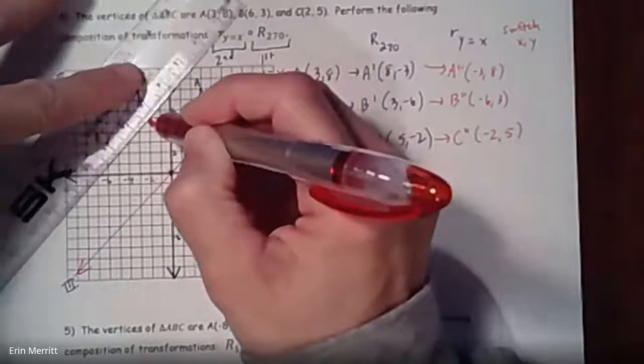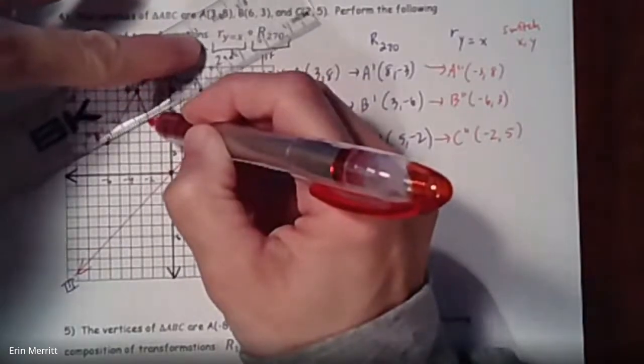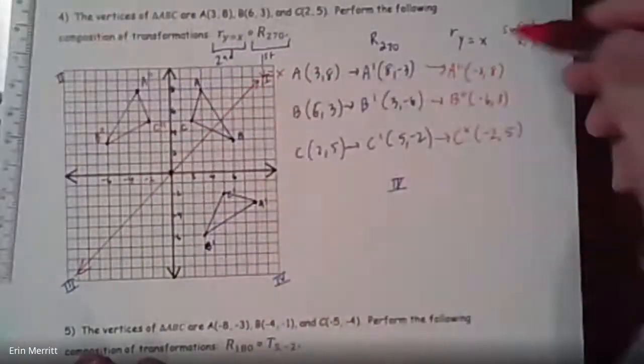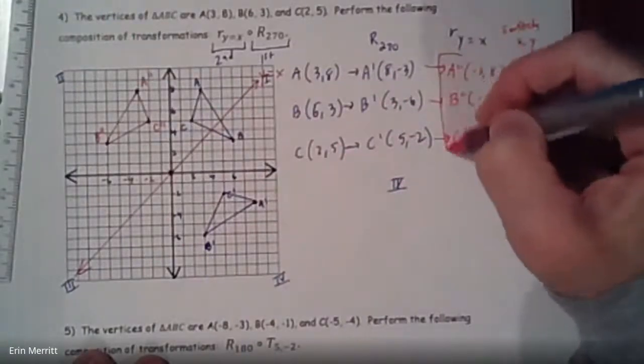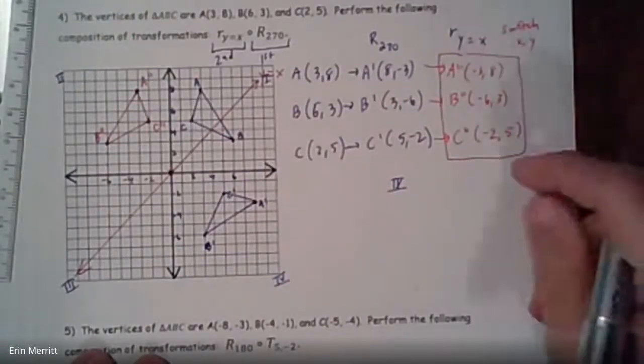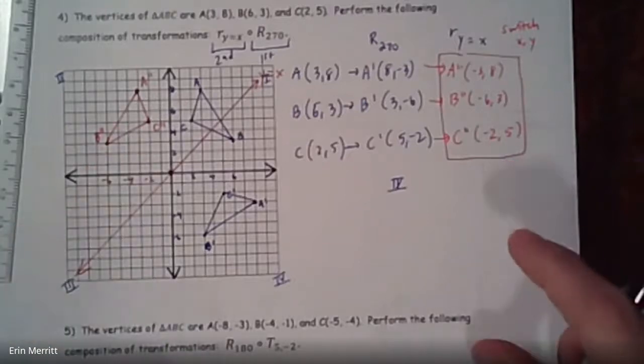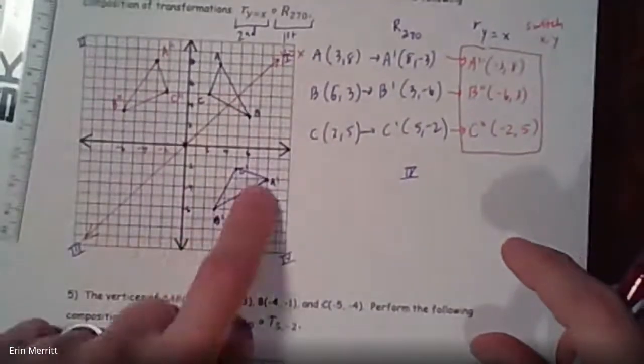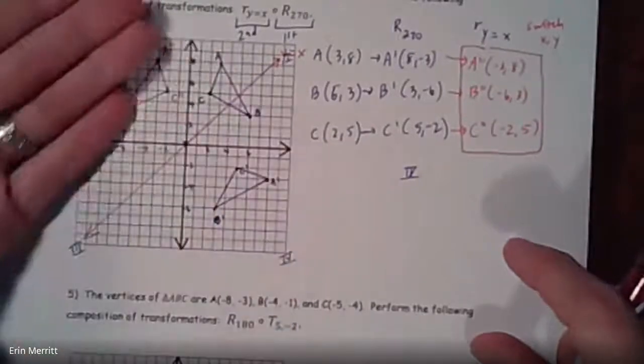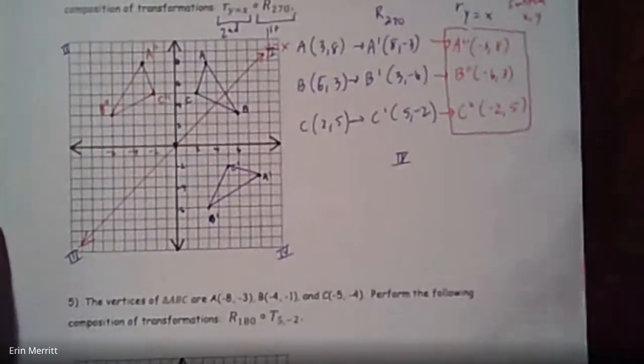So showing me the coordinate points of the steps in between is awesome, but this is the final answer. So those are the final coordinate points. That would be my final graph. But you should be able to look at it and say, okay, it rotated all the way around, and then it flipped itself over that line. So visually, it should make sense.